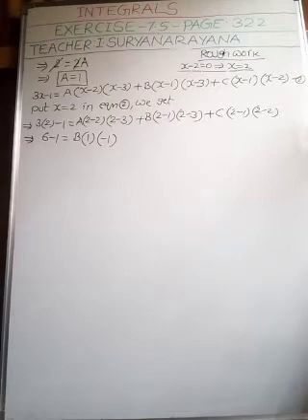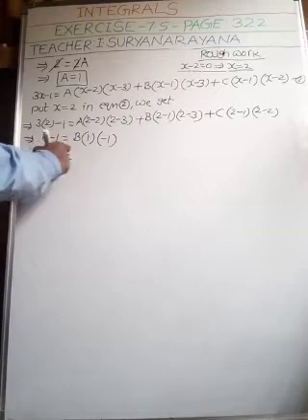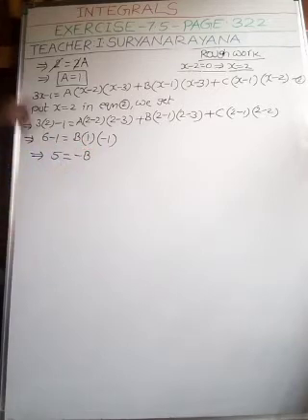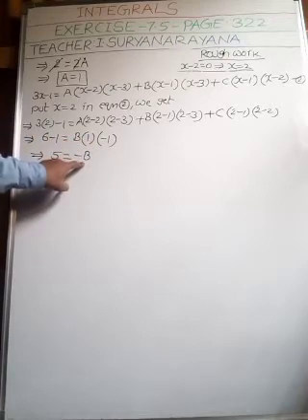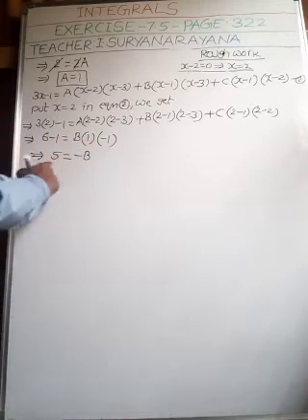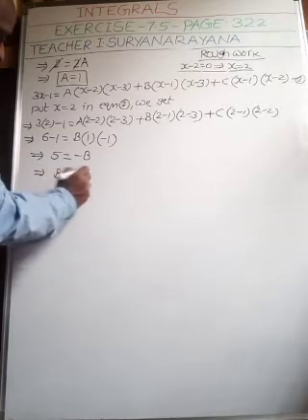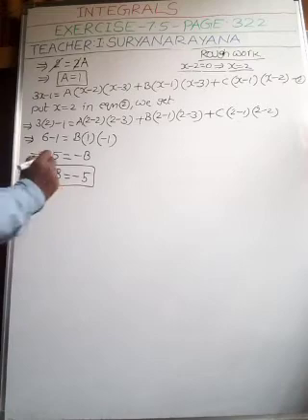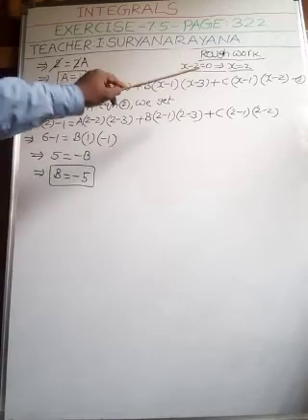Okay, my children? Right. This implies 6 minus 1, what will you get? 5 is equal to b into minus 1, 1 into minus 1, what will you get? Minus 1. So minus 1 into b is minus b. Understood this step, my children? Right. This implies b is equal to minus 5. We got the b value. We got the a value, a is equal to 1. Similarly, we have to find the c value.